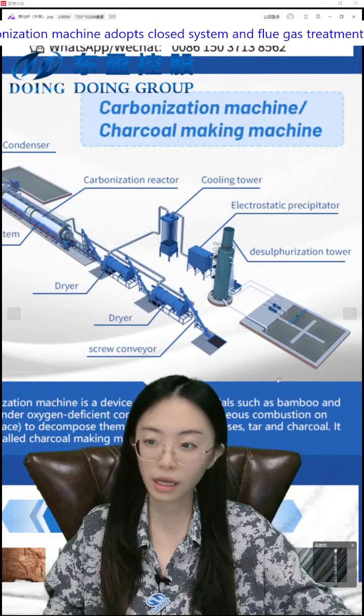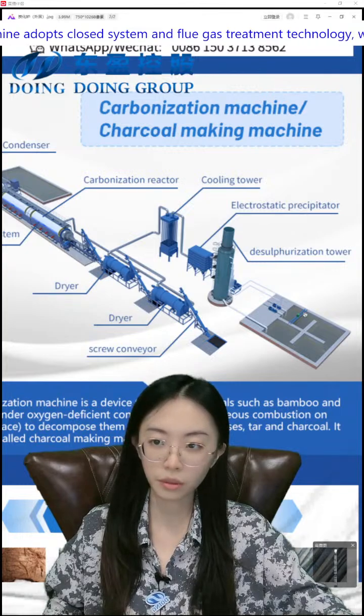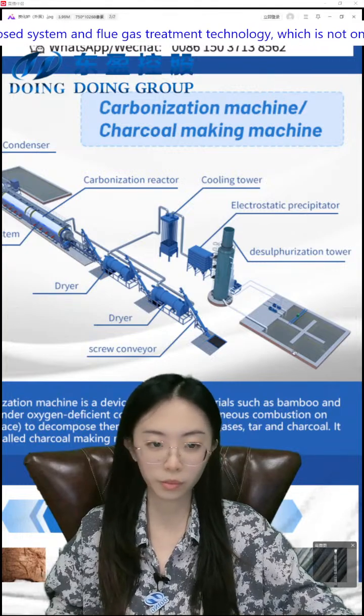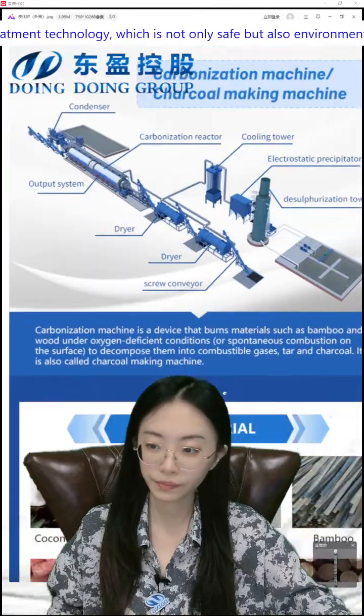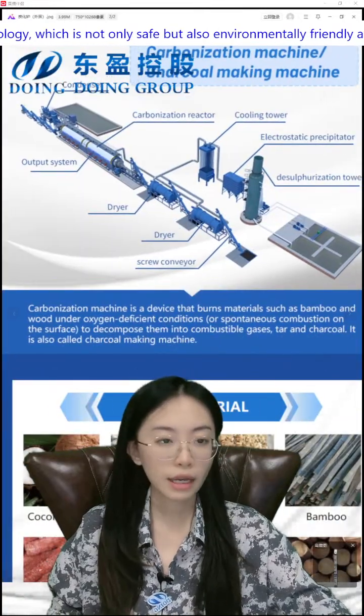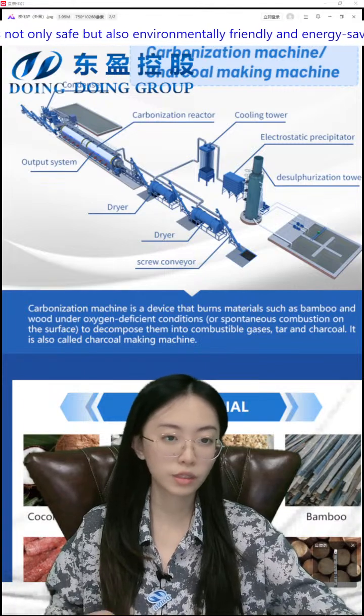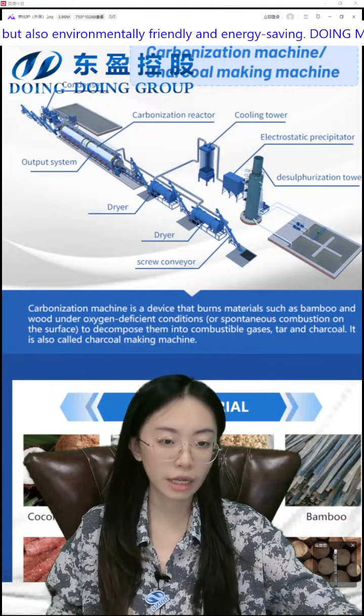This is the whole line. The water pool will absorb the dust in it. Okay, and here is the whole production line of the carbonization system.